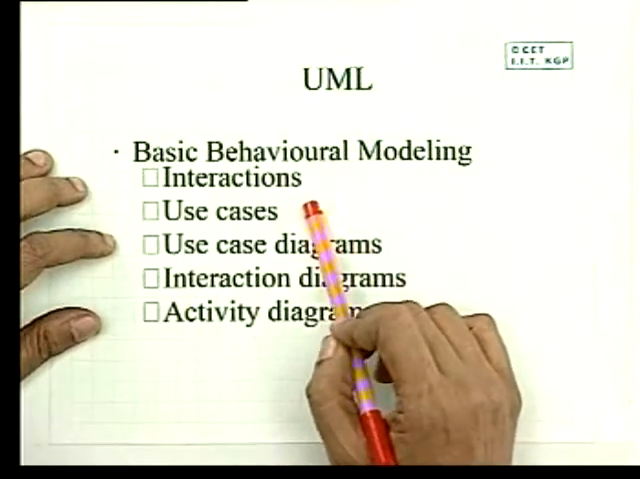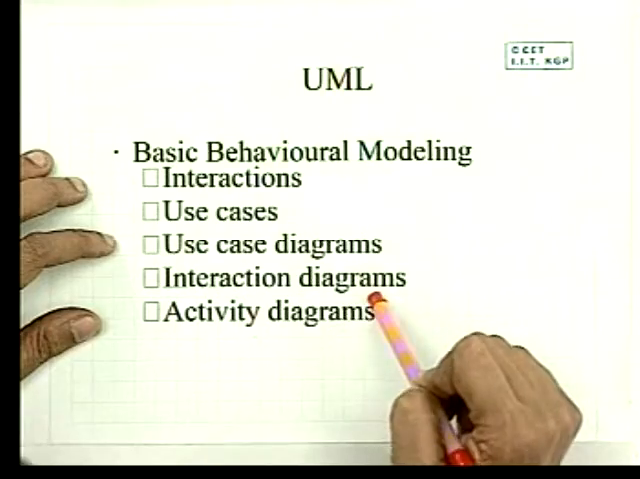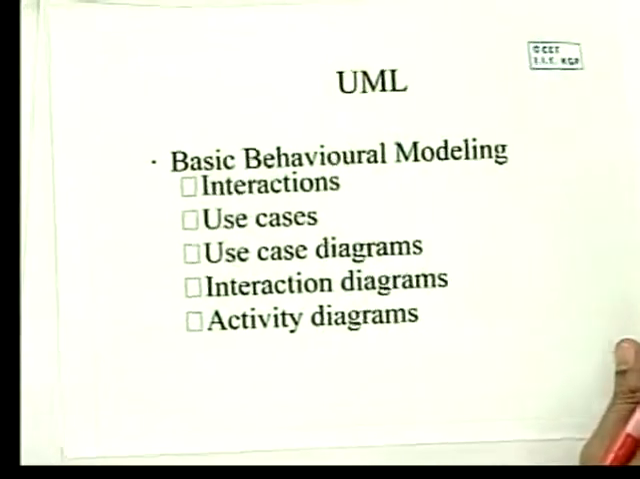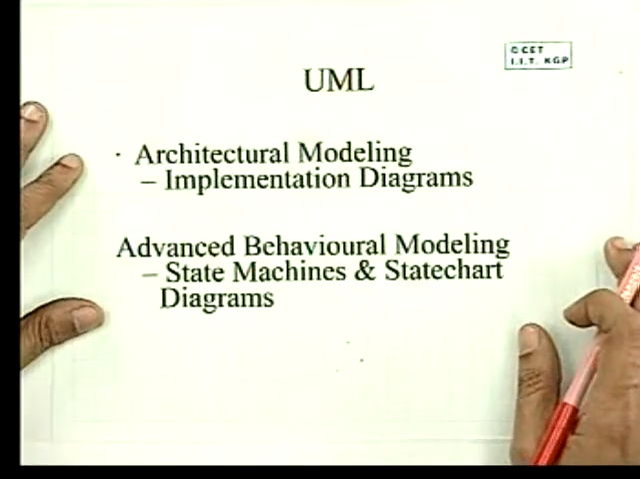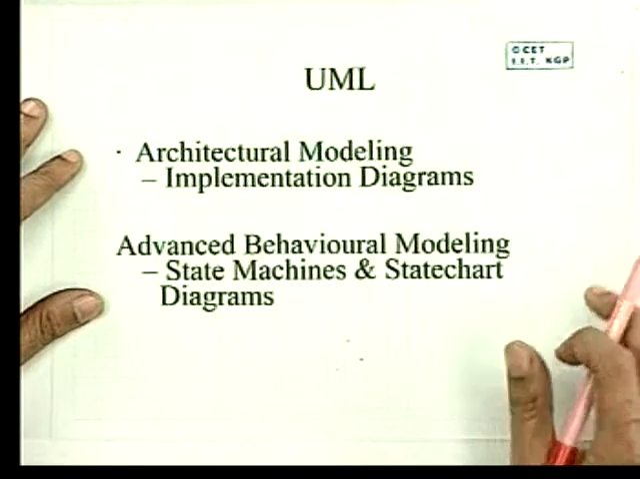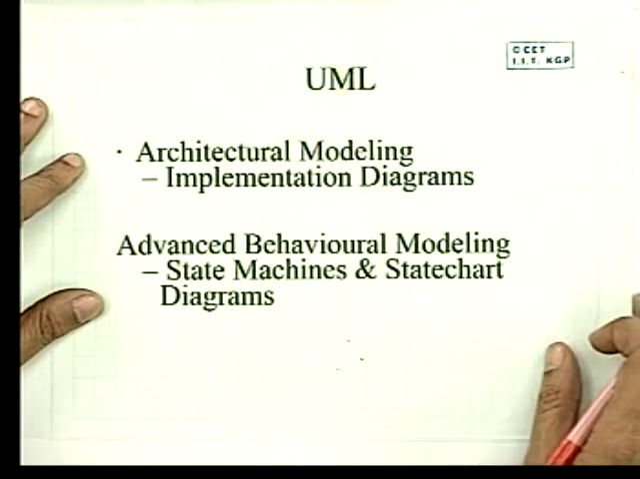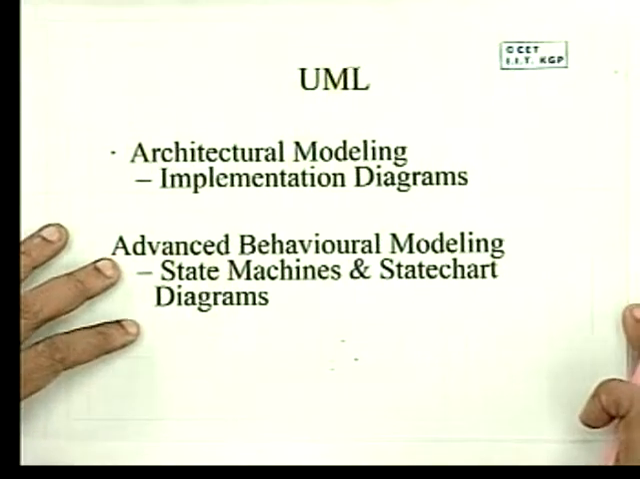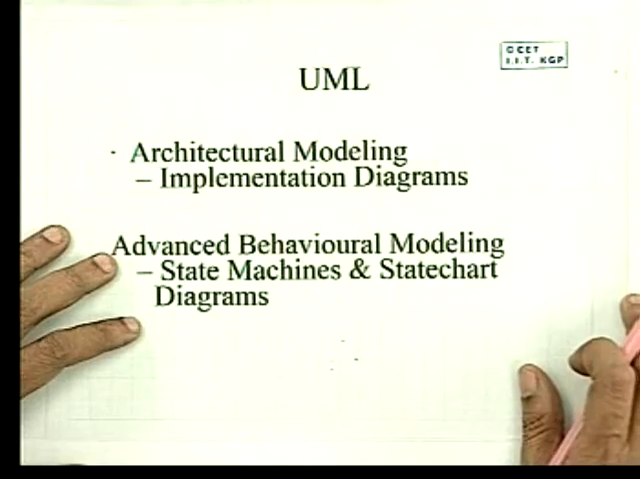In UML, it is also possible to define basic behavioral modeling like interactions, use cases, use case diagrams, interaction diagrams, and activity diagrams. And UML will be used to describe the architectural modeling and implementation diagrams, and advanced behavioral modeling, that is, looking at the dynamic models of objects, state machines and state chart diagrams. And with this, we now have a very good exposure to the two different languages which can be used for object-oriented modeling and design of object-oriented systems.